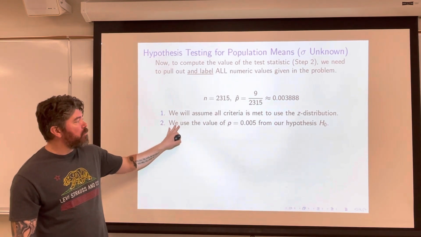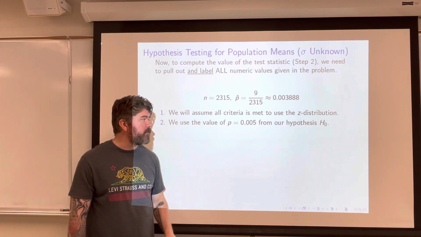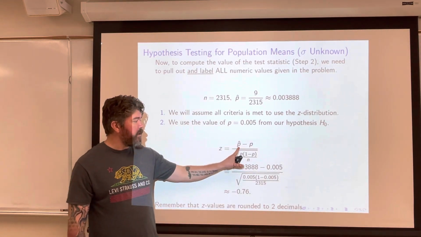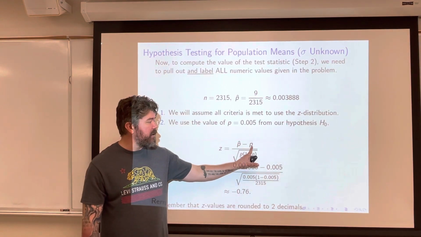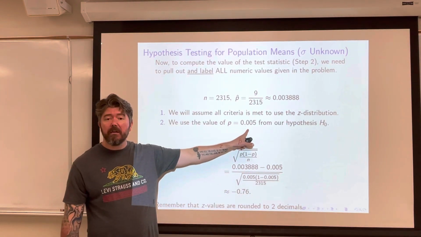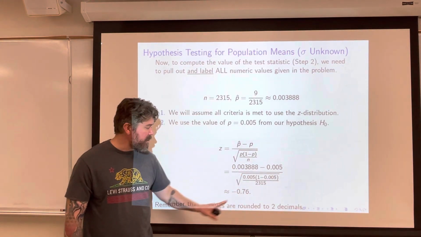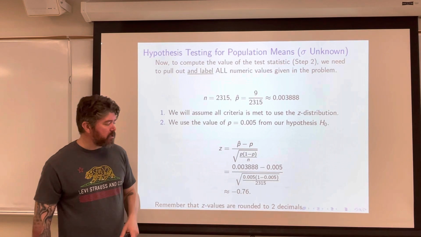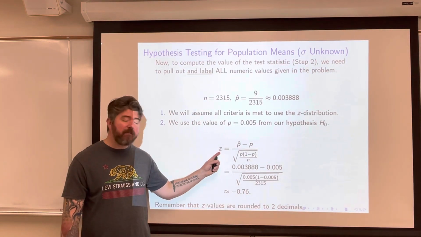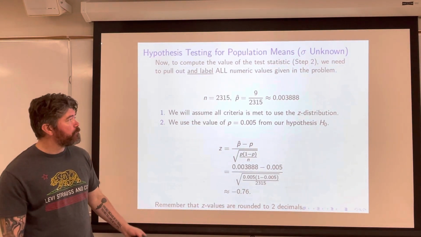And 2, we use the value p equals 0.005 from our hypothesis. Remember in our formula, we need a p hat, an n, and a p. And so we'll use our value p from our H naught. Plugging these values in, we get z is approximately negative 0.76. And again, we're back to z values, so we always round to 2 decimal places.